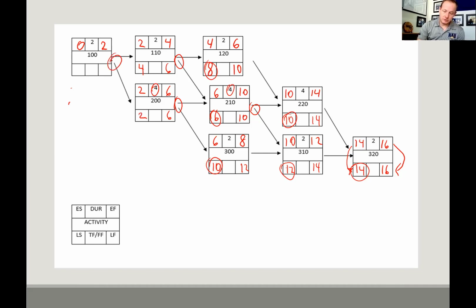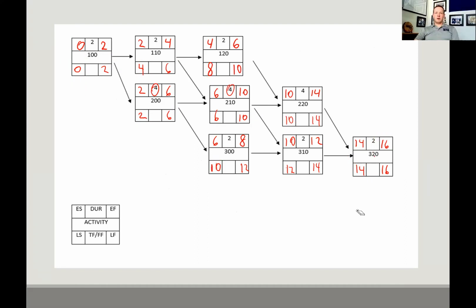Got 2 coming into 100, so we look at 4 and 2. Which one's smaller? 2. We subtract the duration and we get 0. Now that's the best way to back check yourself, is these always have to be 0. Those will always be the same. These will always be the same. These will always be the same.